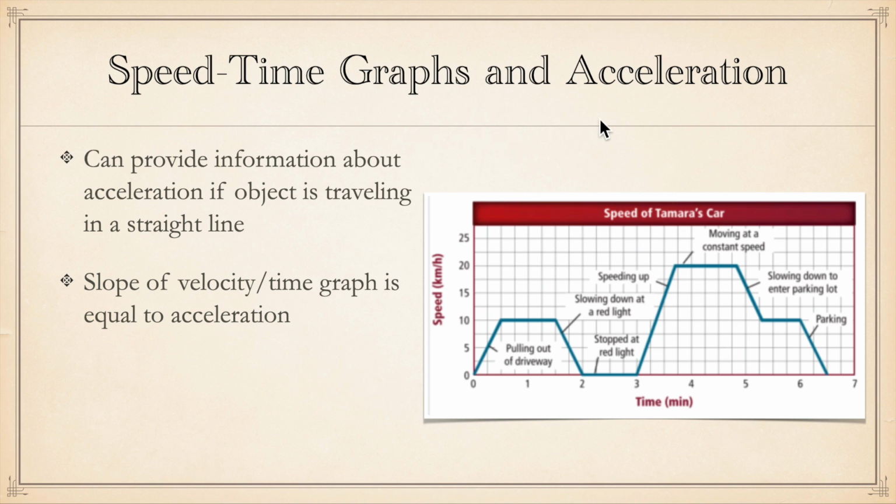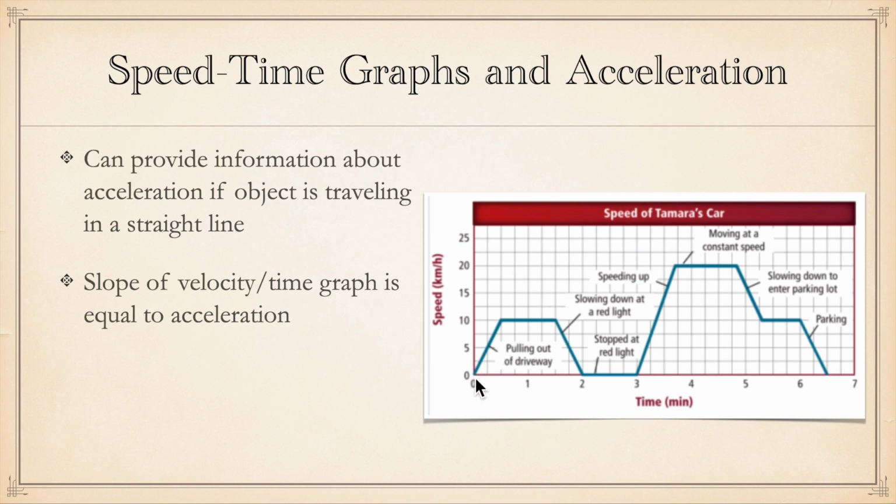Speed time graphs and acceleration. Speed time graphs can provide information about acceleration if the object is traveling in a straight line. So if the object is traveling in a straight line, we can get information about acceleration. The slope of a velocity time graph or a speed time graph is equal to acceleration. So we look at this as an example.